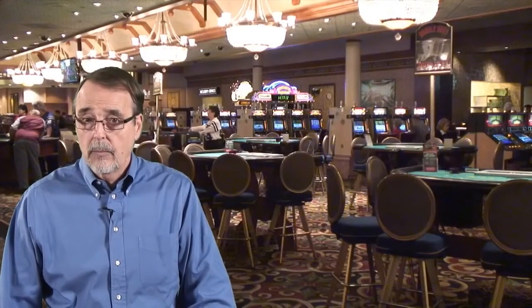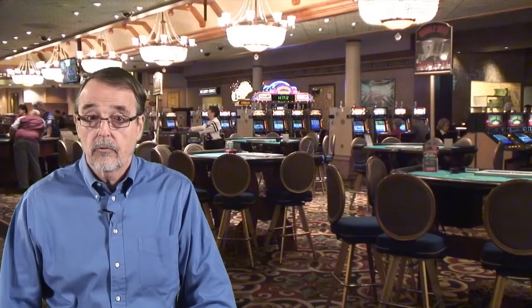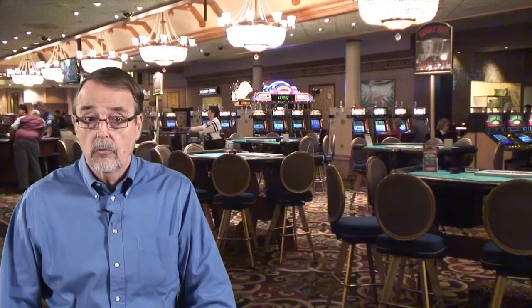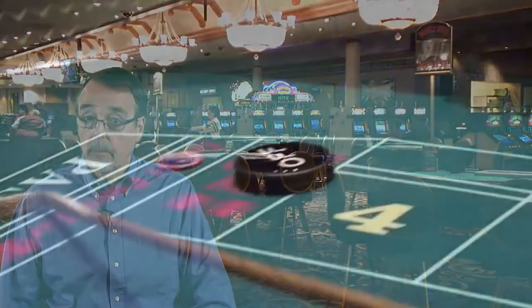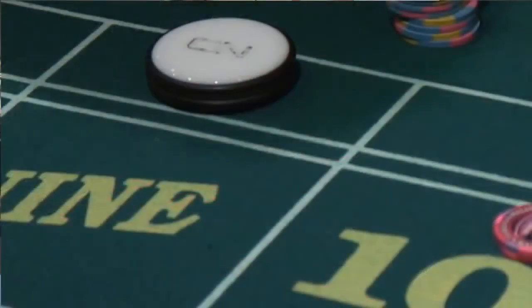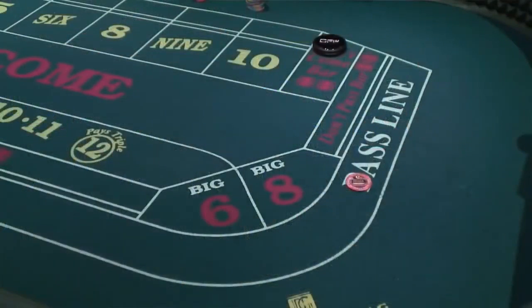Once your point is established, the dealer at each end of the table will move a marker into the box that corresponds to your point number to let everyone at the table know what your point is. The marker that's used has 2 different sides. One side is black with the word off, and the other side is white with the word on. Before any point is established, the marker is kept in the don't come box with the black side facing up until you roll a point number.